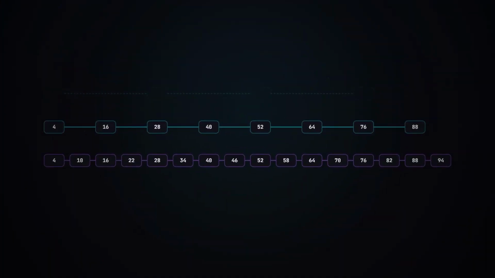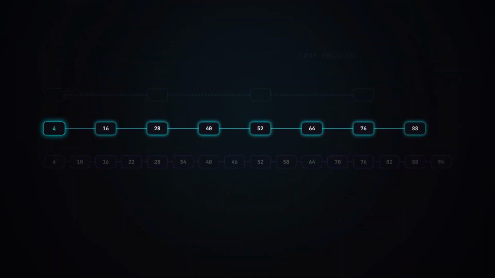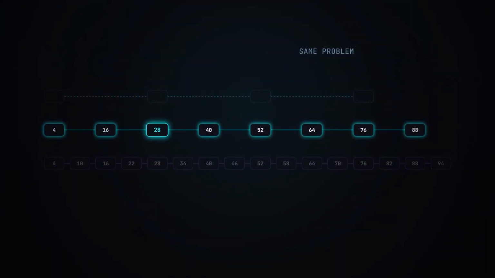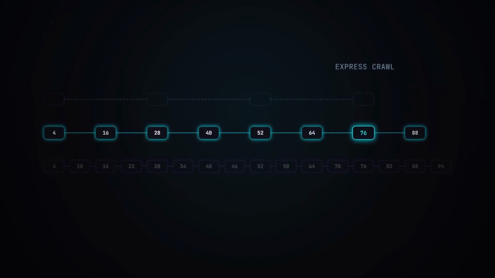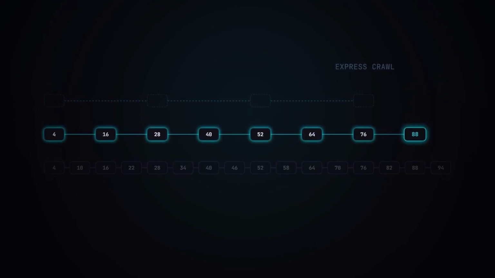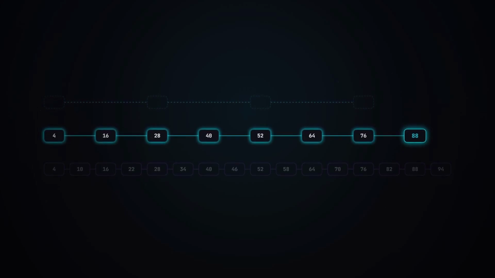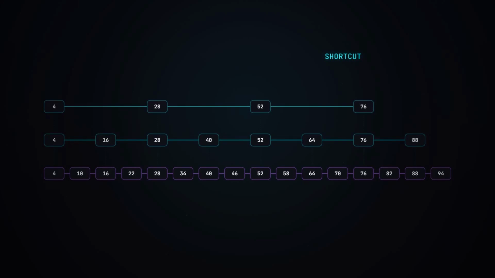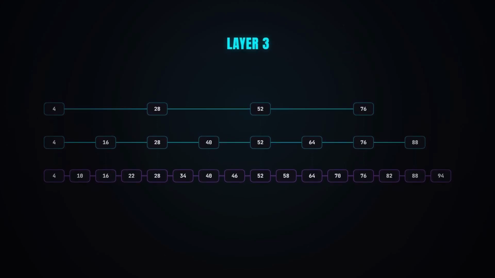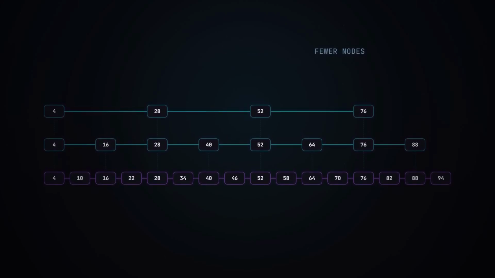Why stop at 1? Because look at the express layer. It's just a sorted linked list, which means it has the same problem the original list had. Searching it takes time proportional to its length. But we already know what to do about that, don't we? Put an express line on top of the express line. A third layer, holding only some of the second layer's nodes.